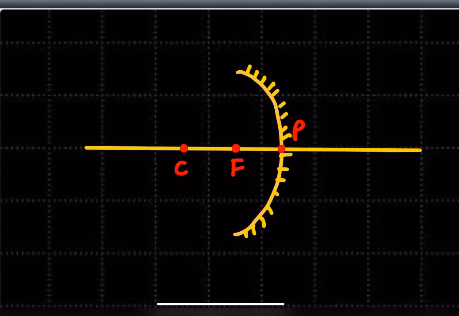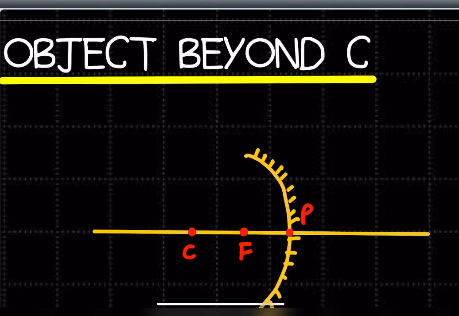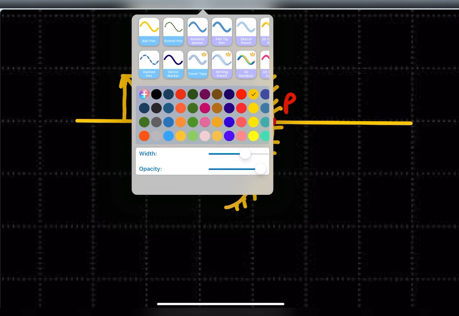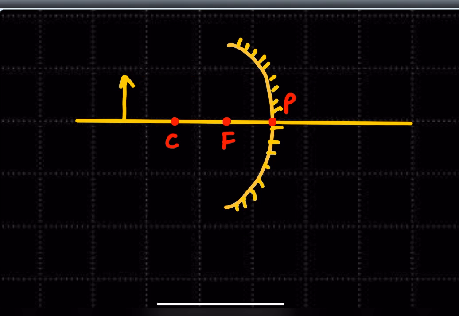Now we know the rules. What is the rule? Before drawing the rule, the object is beyond C, right? So let me draw the object here. This is my object. Now what is the rule? The rule says if a line is drawn parallel, let me use pink, let me draw a line parallel like this, then after reflection, it will pass through focus.